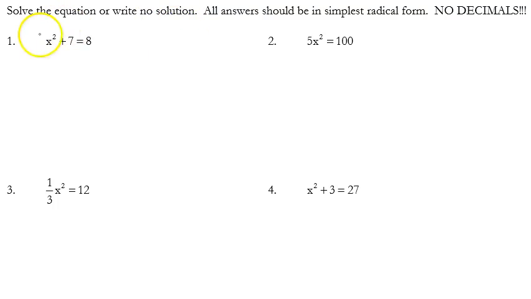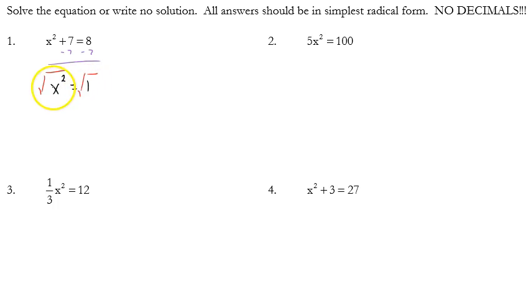So to that end, in a problem like number 1, I would have to first get the 7 out of here by subtracting 7 on both sides. X squared equals 1. Now that x squared is by itself is when I can take the square root of both sides. Pay close attention to the directions. All answers should be in simplest radical form, no decimals. That means simplify your square roots. But if it's a perfect square, we don't have to worry about it.